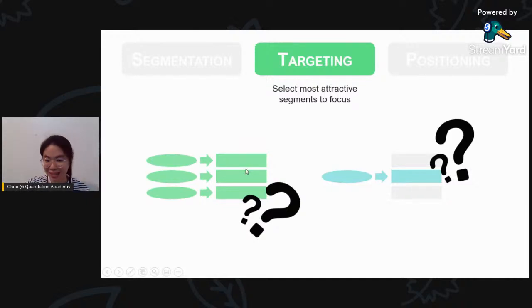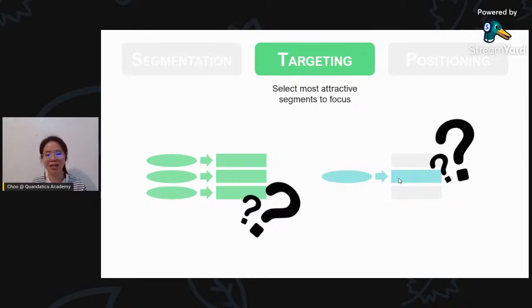So targeting is basically, first you need to decide whether you want to target every market segment, or especially one market segment, or in between. Perhaps I have 10 market segments, and I have already identified that I want to focus on perhaps 3 of them. So you can also do so. Targeting, basically in this phase, is where we select the most attractive segments to focus on.